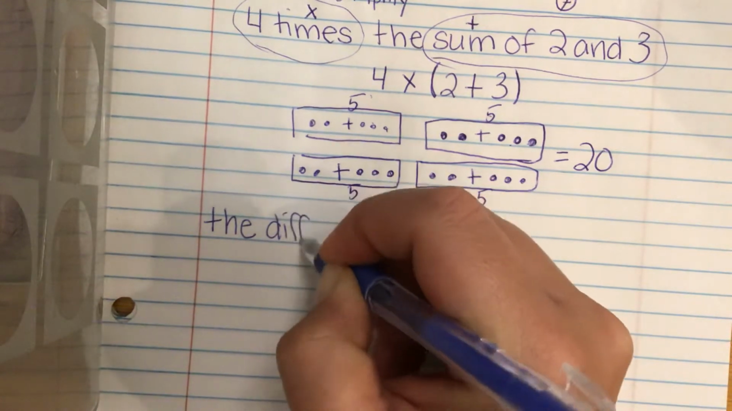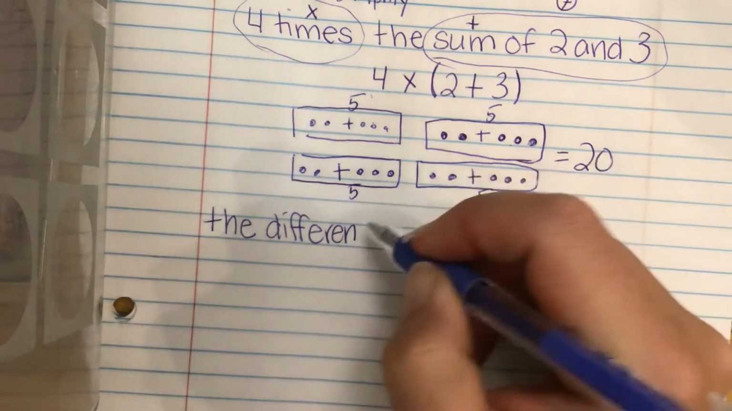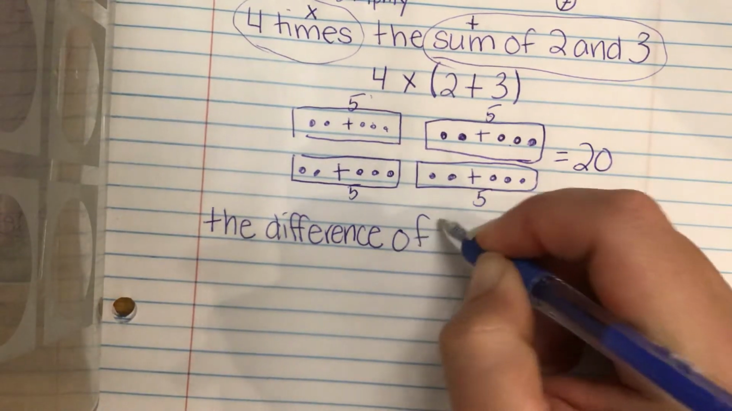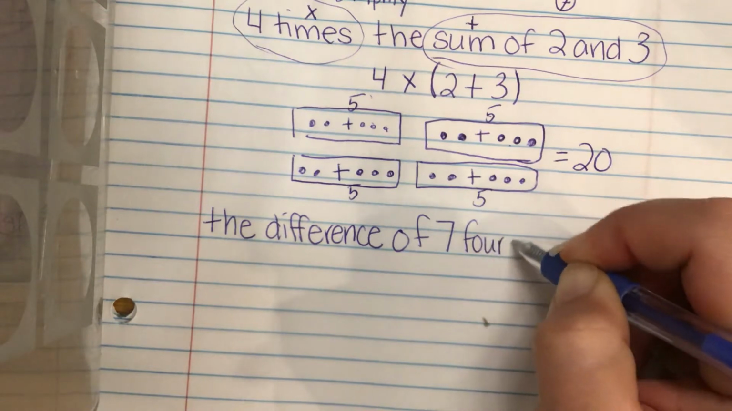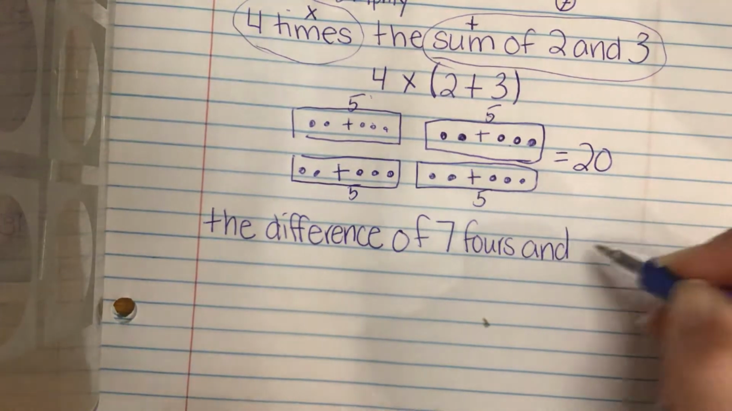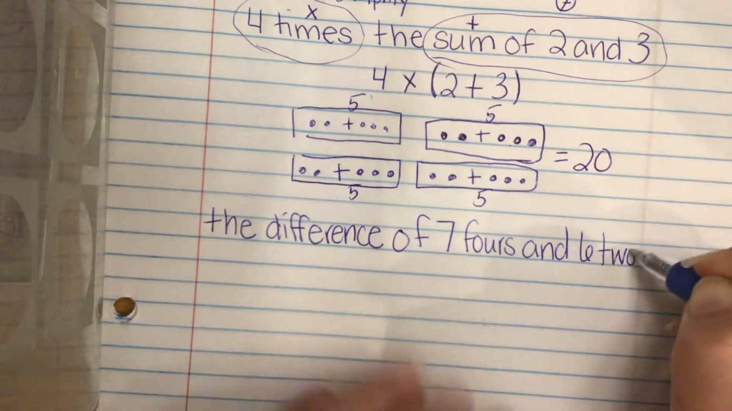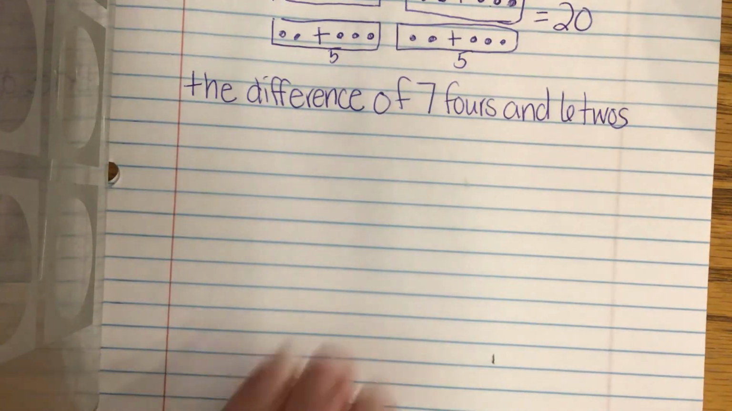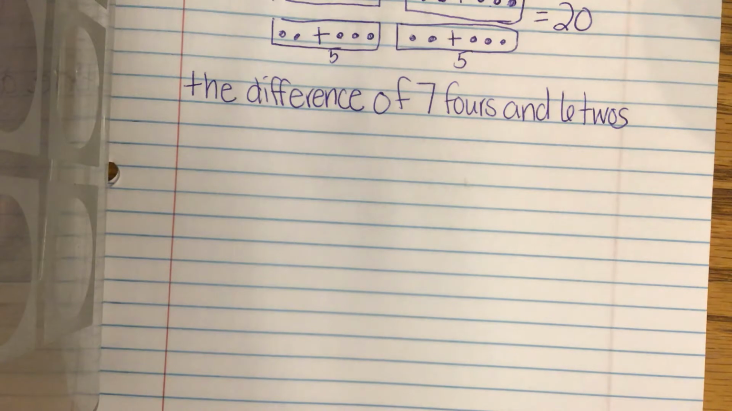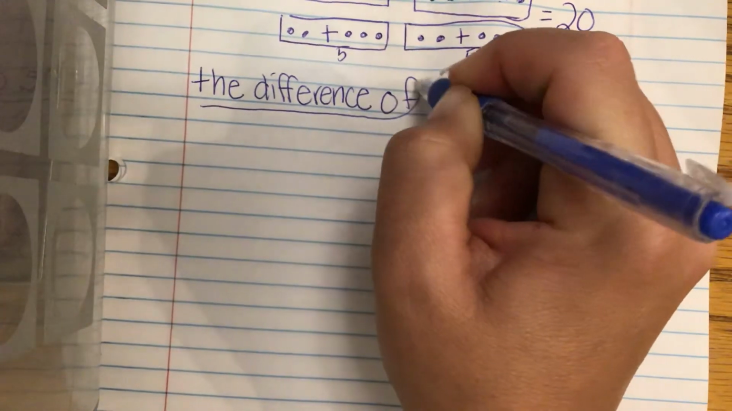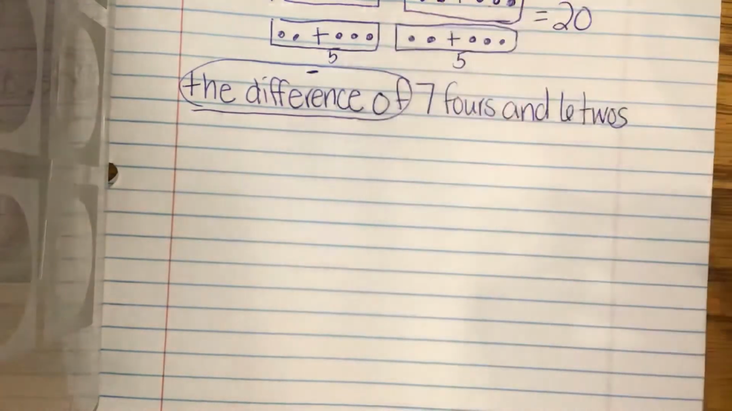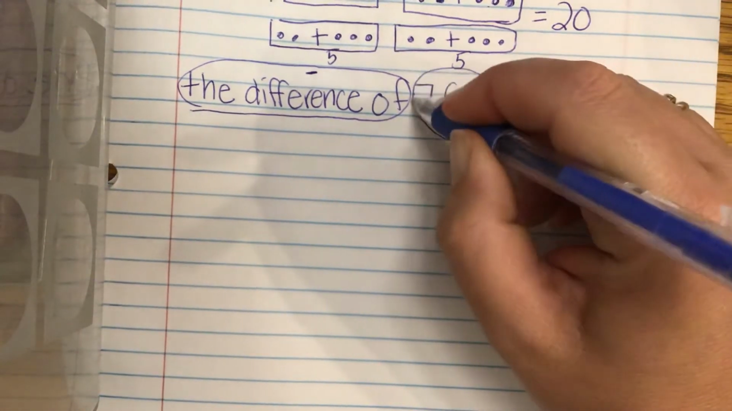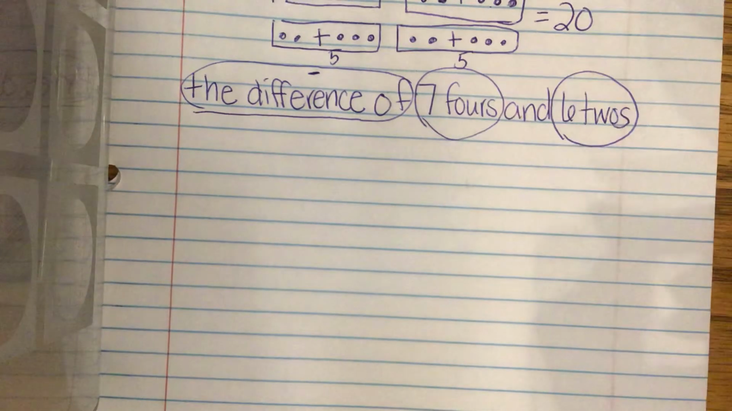The difference of 7 fours and 6 twos. That was the difference of 7 fours and 6 twos. You know, you can pause the video if you need to get caught up with the writing so that you can really focus on the words. All right, so I'm going to take the difference of, subtract. I take the difference of 7 fours and 6 twos.